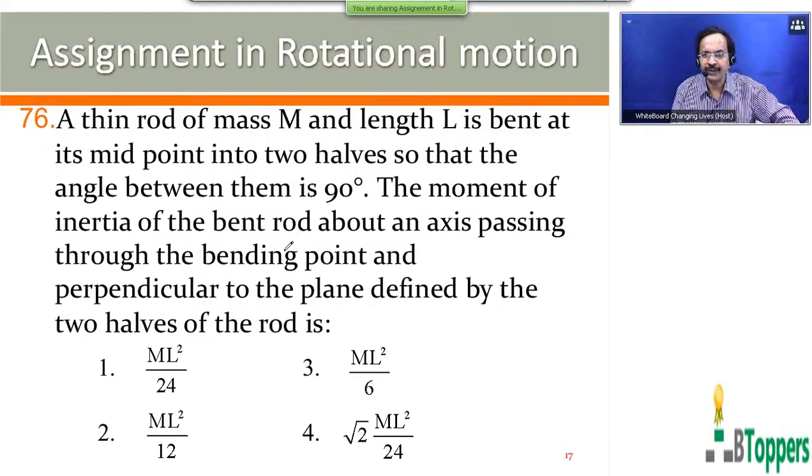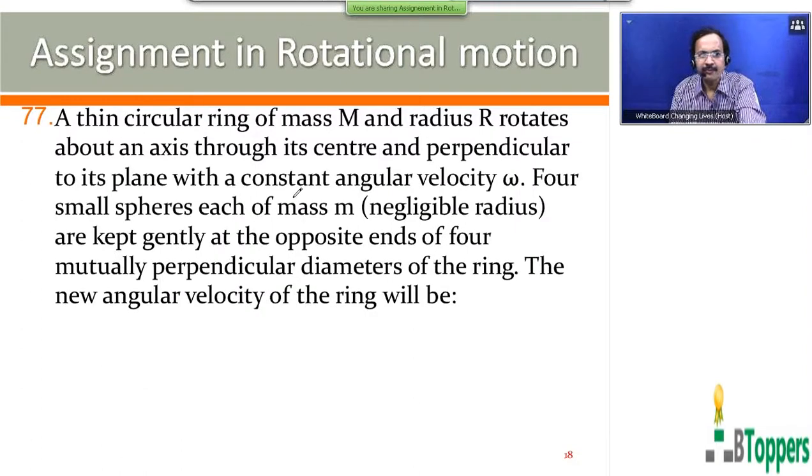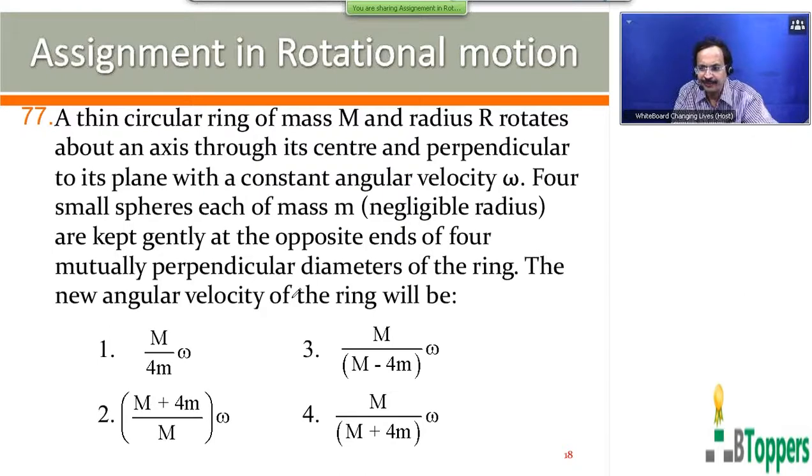So I am going to show you the next question on screen. 77. A thin circular ring of mass m and radius R rotates about an axis through its center and perpendicular to its plane with constant angular velocity omega. 4 small spheres each of mass small m and negligible radius are kept gently at the opposite ends of 4 mutually perpendicular diameters of the ring. The new angular velocity of the ring will be. Come on, take a pause and try the question.